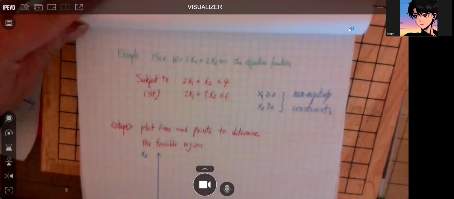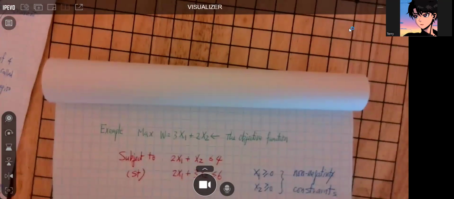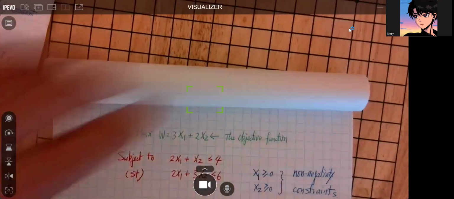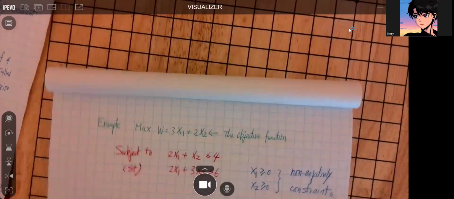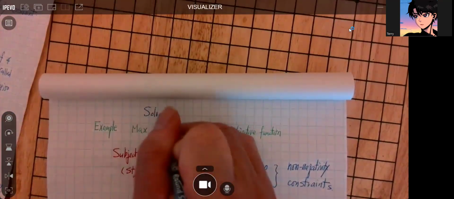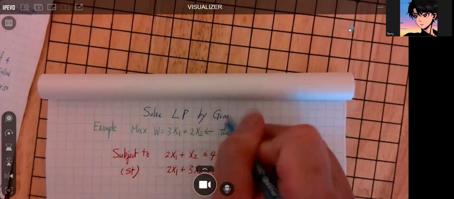Okay, now we're going to introduce you the graphical method. Solve LP by graphical method.